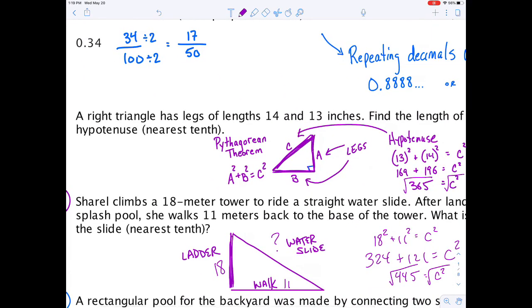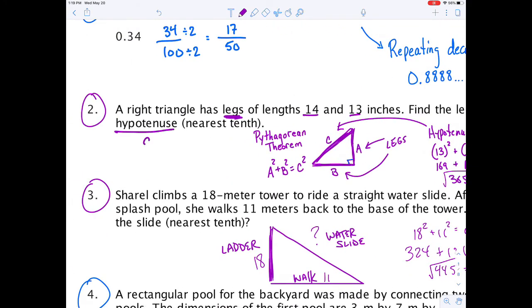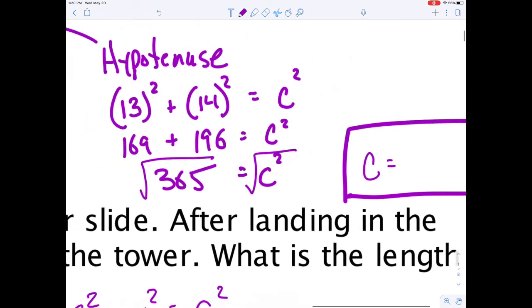This problem is a word problem. It says a right triangle has legs of. So as soon as it says legs, we know that this and this are the two legs. Those are the short sides. That's A and B. Find the length of the hypotenuse. That's side C. That's the thing we don't know. And it tells us round to the nearest tenth. That's one decimal place.